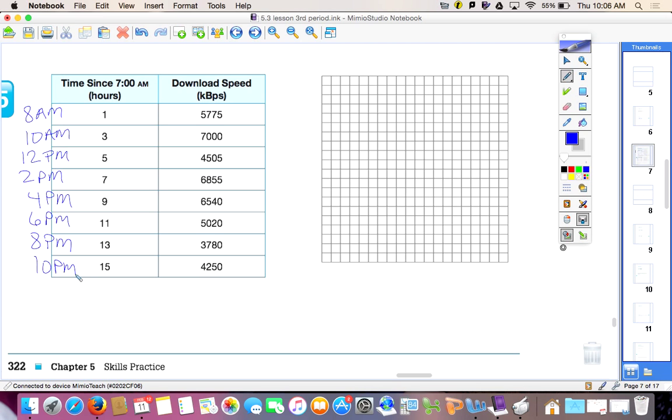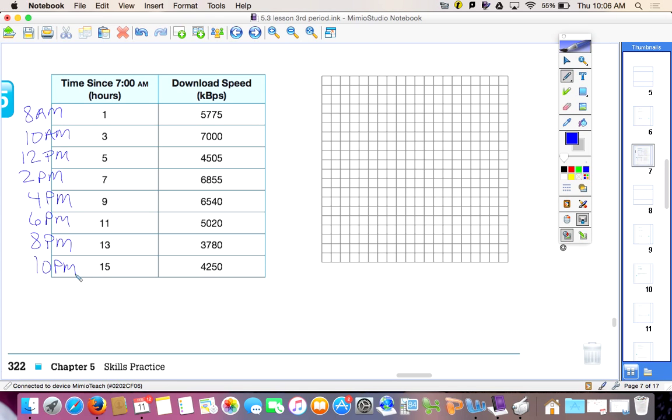Okay, so what's happening here just by looking at the points? We're going from 5,700 to 7,000, and then down to 45, and then up to 68, and then down to 65, and up to, or down to 50, down to 37, up to 42. There's a lot happening here.